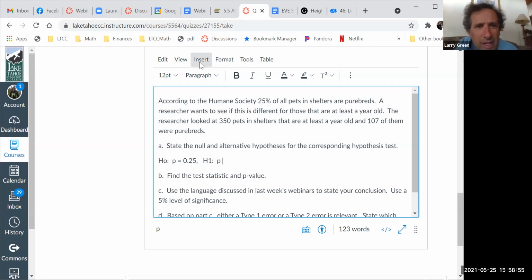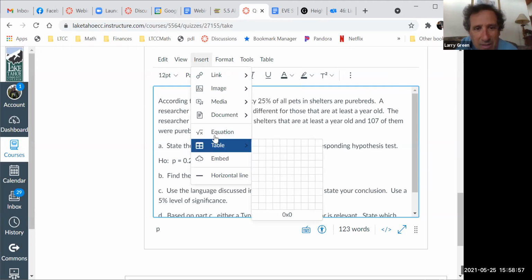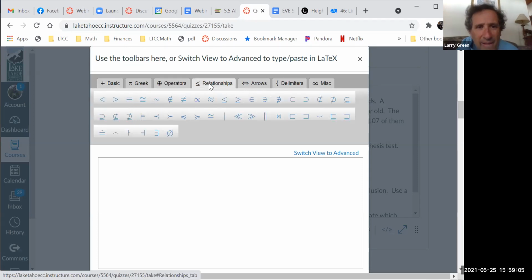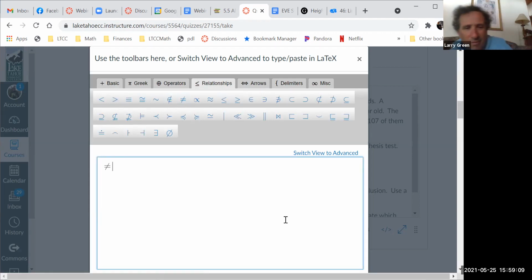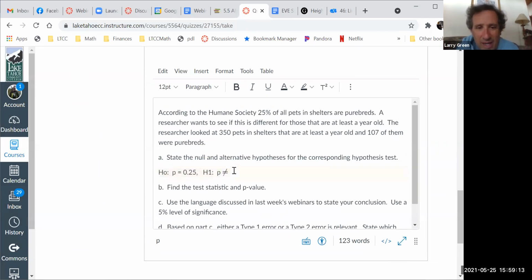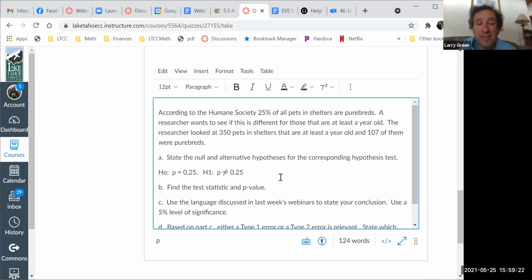I think it's worth it for me to pop it in as an equation because it's prettier. Not equal to is easier to get to. There it is. So P is not equal to 0.25. Any questions on the null hypothesis and the alternative hypothesis?